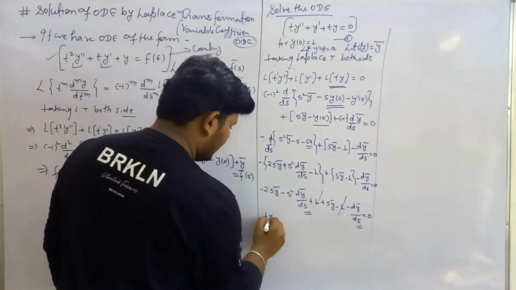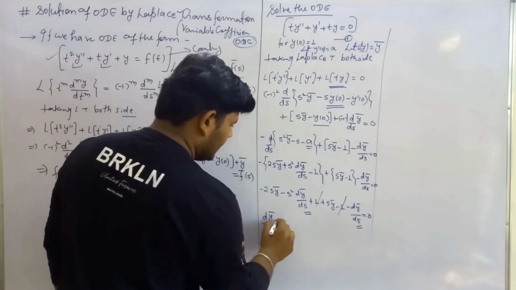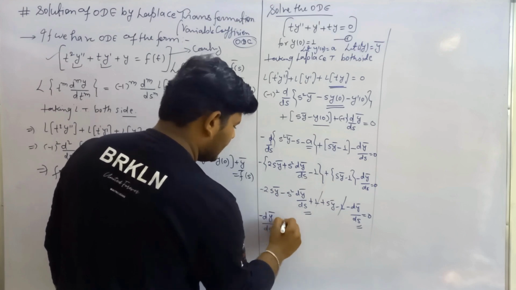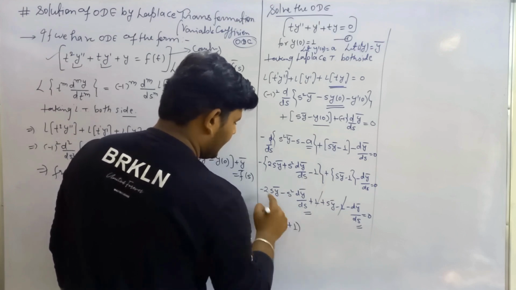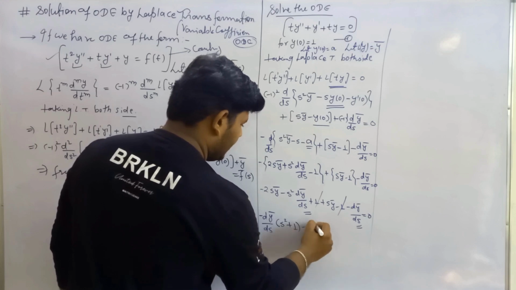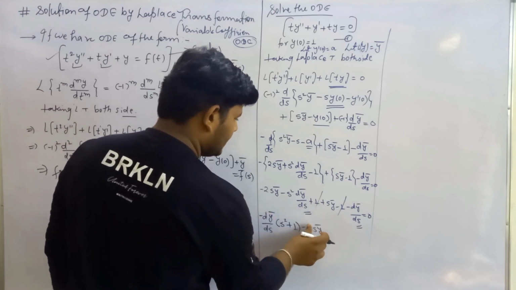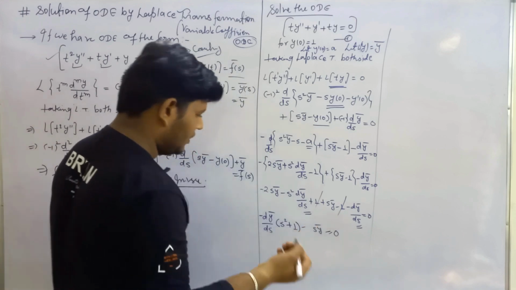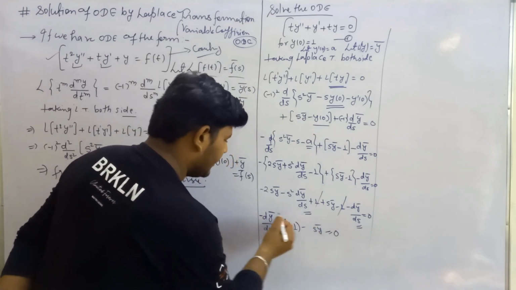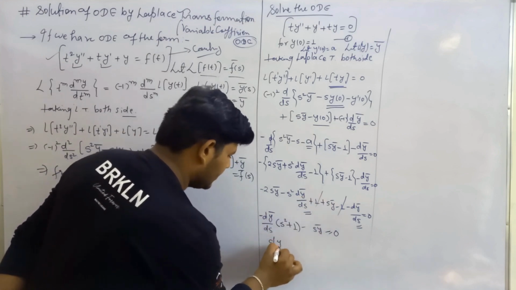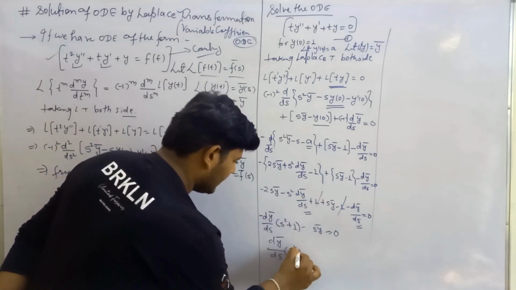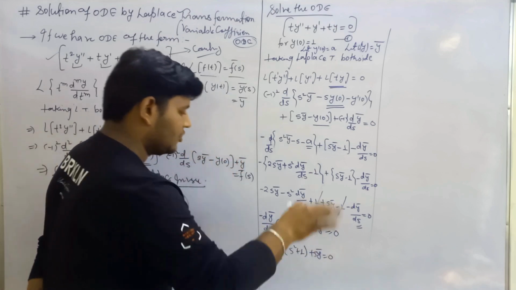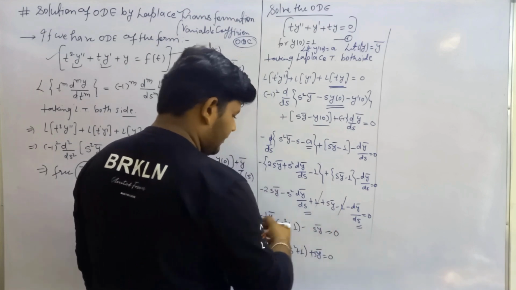Also we can take dy bar/ds common, like we can take minus common also, then this is s square plus 1, and it is minus of 2s y bar, plus this, and it is nothing but minus 2 plus 1, it is minus, and it is 0. So now we can write, taking minus common, this is nothing but y bar ds (s square plus 1) plus y bar, or s y bar, equals to 0.